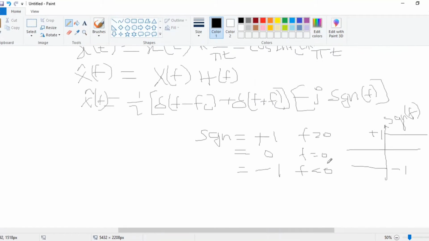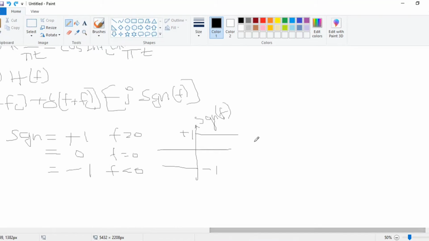Okay, so now what is happening? This function is getting multiplied with j. Okay, fine. So I'll directly write -j signum of f. If I multiply this with -j, what happens? The signal will become like this, right? It will be -j for f greater than 0 and +j for f less than 0. This complete thing is nothing but -j signum of f, right?